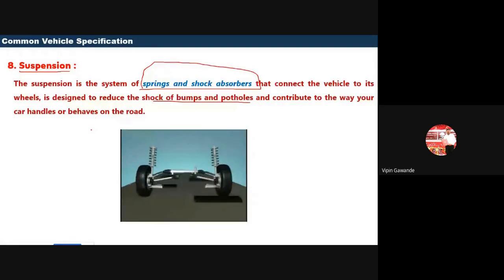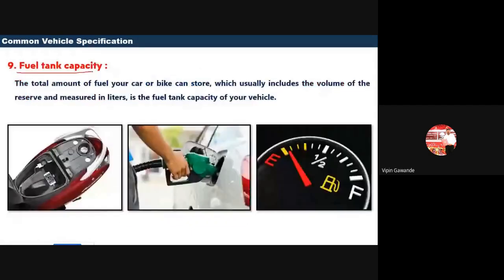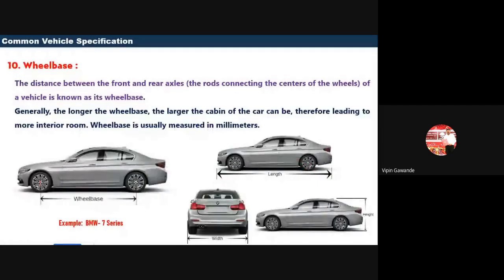Now, fuel tank capacity is mentioned in terms of liters. Wheelbase means the distance center to center, that means from the rear wheel to the front wheel. Now, what is the use of this wheelbase? If the wheelbase is more, then we get more space for the cabin.